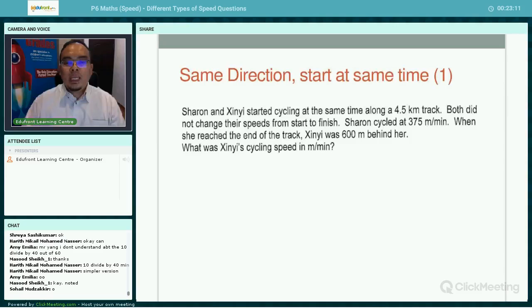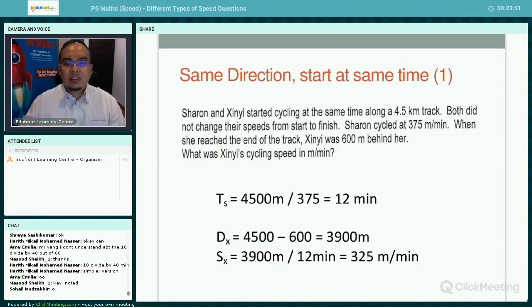Straight away from here, we can understand that Sharon cycled faster than Singi. Even though they started at the same time, Sharon reached the finishing point first, and Singi was 600 meters behind. So the cycling speed of Singi must be less than 375 meters per minute. If we get an answer more than 375, we know that there is something wrong and we have to calculate again. All right, so how do you solve this?